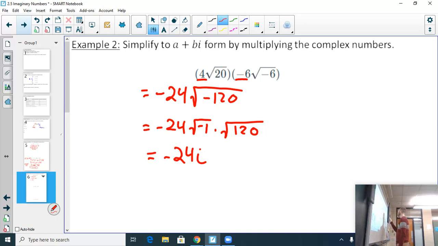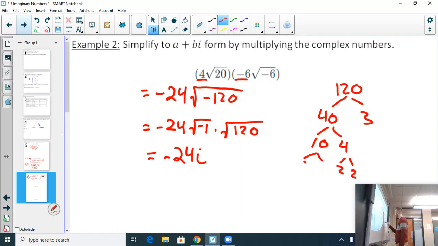Now let me see if I can split up 120 nicely. That's going to be 60, or we can even do this: 40 times 3, 10 times 4, 4 is 2 times 2, we have 5 times 2. So this tells me that 120 is going to be 2 squared, right? 2 times 2 times, we have another 2 times 3 times 5.